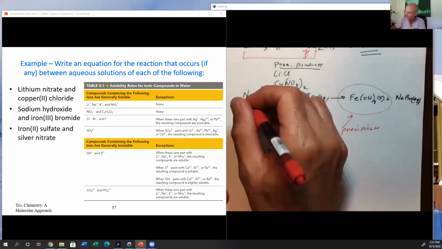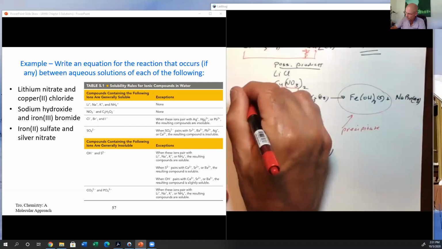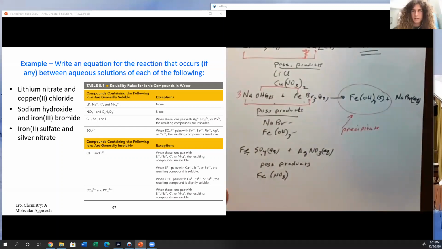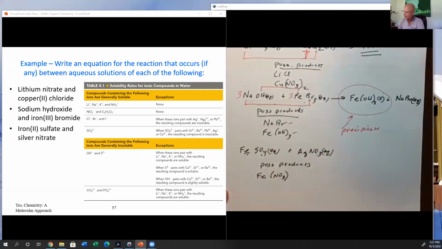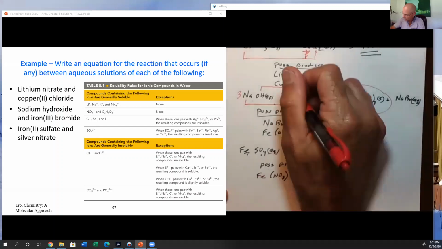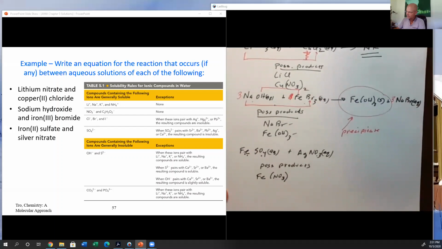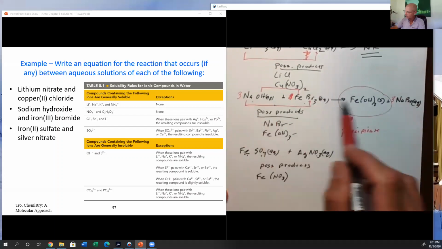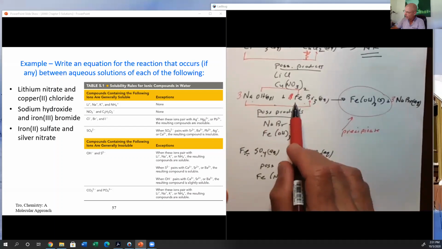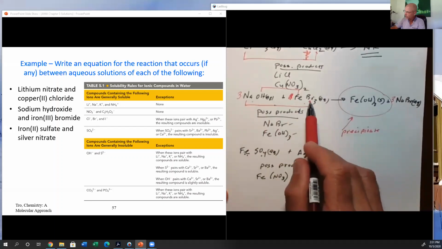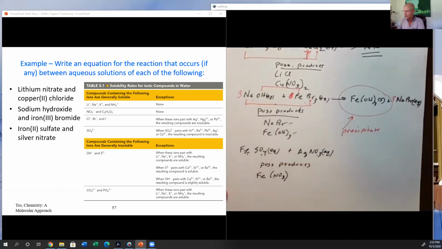In order to balance this, I have 3 hydroxides, so I need a 3 here. And I have 3 bromides, so I need a 3 here. I think that does it: 3 nitrates, 3 sodiums, 3 sodiums, 3 hydroxides, 3 hydroxides, 1 iron, 3 bromines, and 3 bromines. All right, don't forget to balance it. Always remember to balance it.